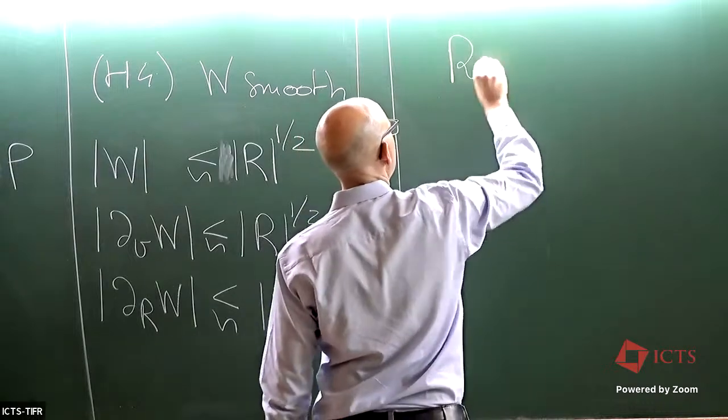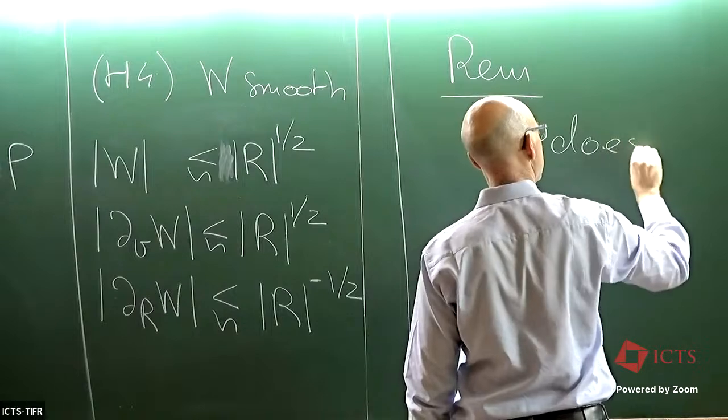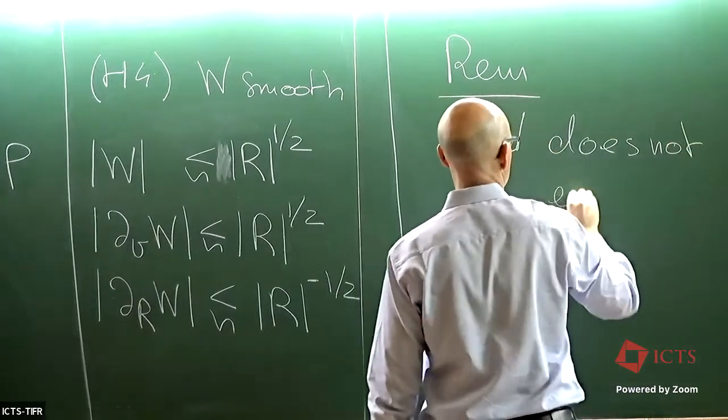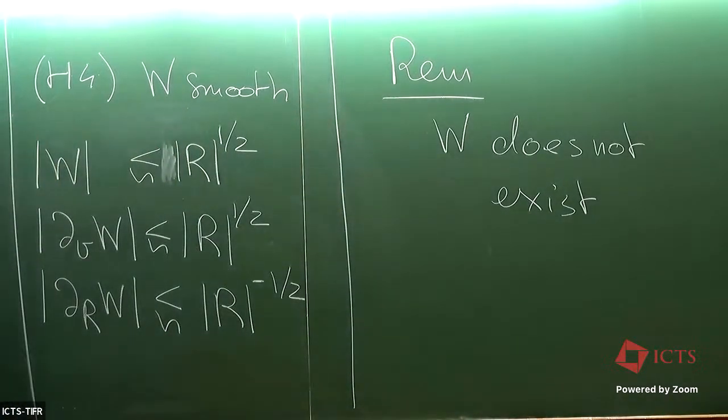So this was the remark. W does not exist. But it will not serve my purposes anyway. Somewhat, this is what we are going to use in a second: not to make the time too large and try to solve it somehow for short times.